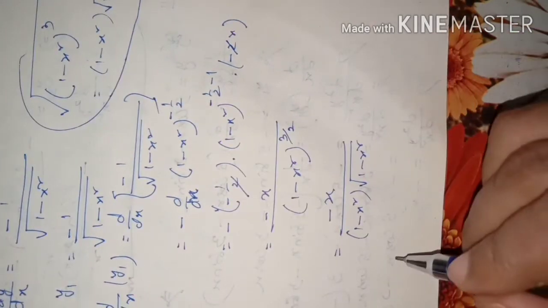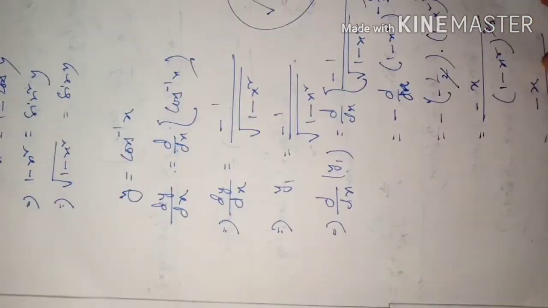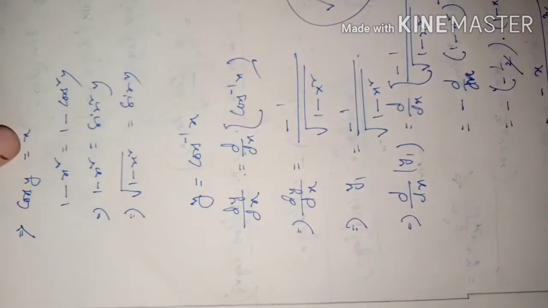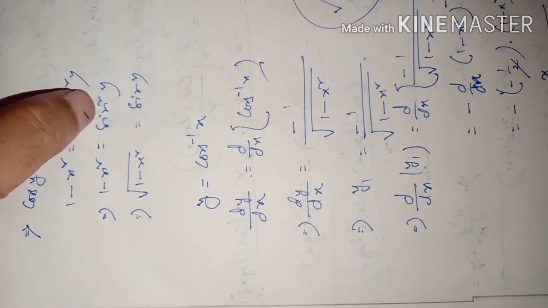And as you know, we are writing x for cos y. Look at this beginning line, cos y equal to x. So wherever 1 minus x square is there you can put sin square y.